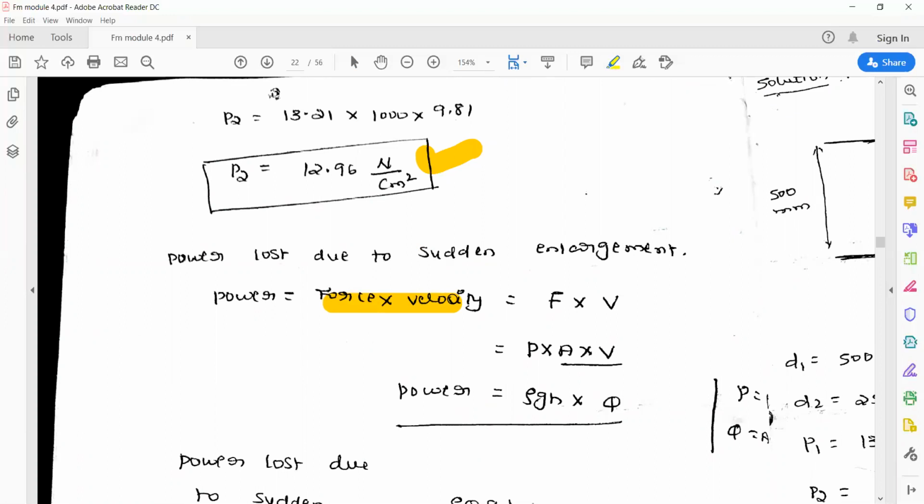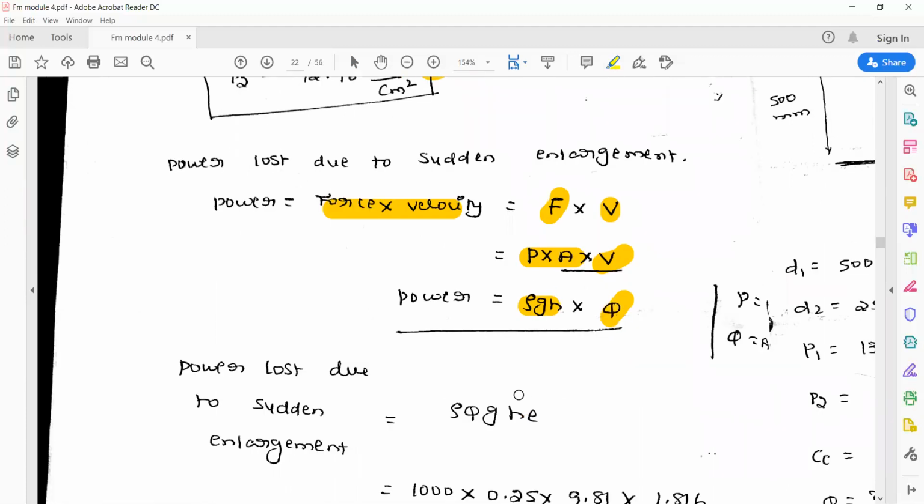So force into velocity gives you the power. So force is the pressure force. So that's why pressure into area, because pressure is equal to force by area. Force is equal to pressure into area into velocity. So we know pressure is equal to rho gh, into area into velocity can be written as discharge.